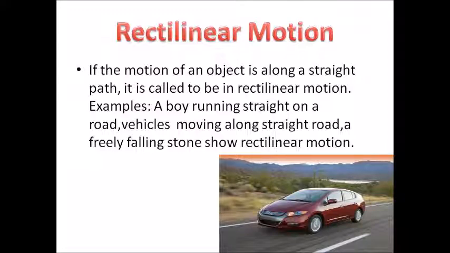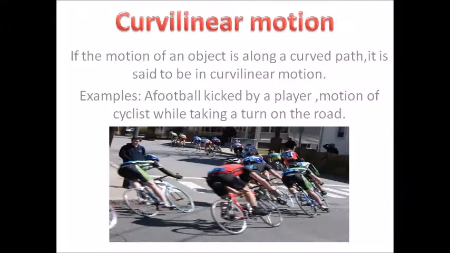Now comes curvilinear motion. As the name indicates, the object will move along a curved path. It is said to be curvilinear motion. Examples: a football kicked by a player or a cricket ball hit by a batsman moves in a curvilinear motion. Motion of a cyclist while taking a turn on the road, motion of a bullet fired from a gun, all these are examples of curvilinear motion.